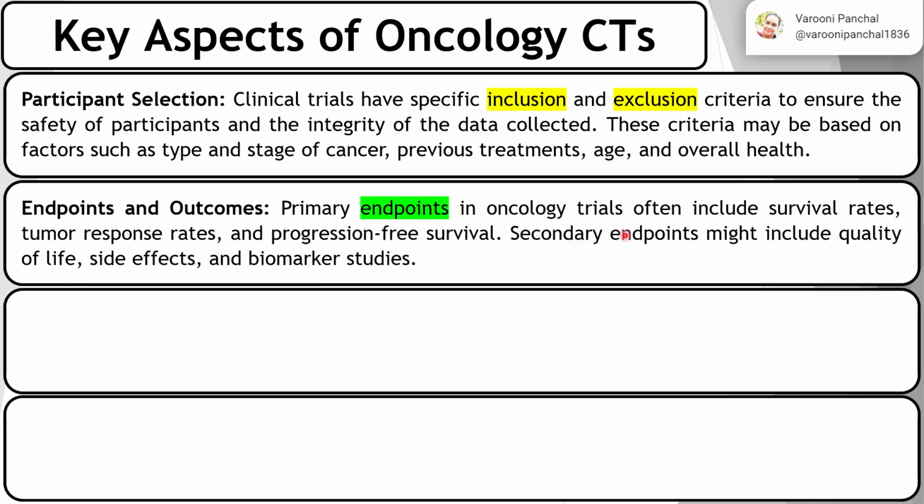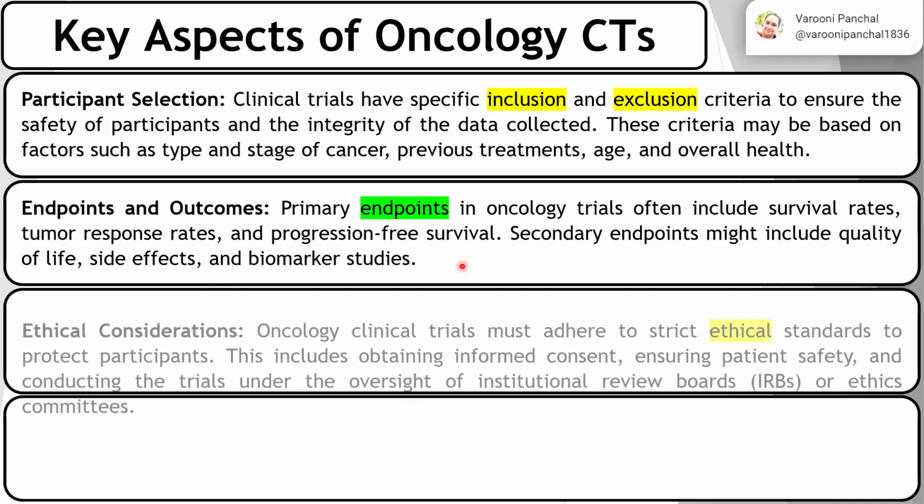Endpoints and outcomes. Primary endpoints in oncology trials often include survival rates, tumor response rates, and progression-free survival. Secondary endpoints might include quality of life, side effects, and biomarker studies.